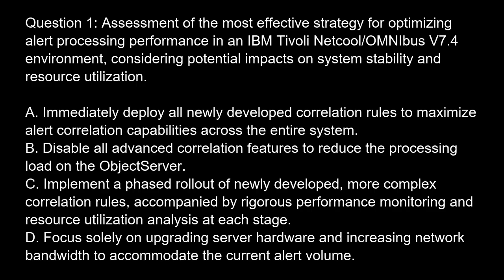Option B. Disable all advanced correlation features to reduce the processing load on the object server. Option C. Implement a phased rollout of newly developed, more complex correlation rules, accompanied by rigorous performance monitoring and resource utilization analysis at each stage. Option D. Focus solely on upgrading server hardware and increasing network bandwidth to accommodate the current alert volume.